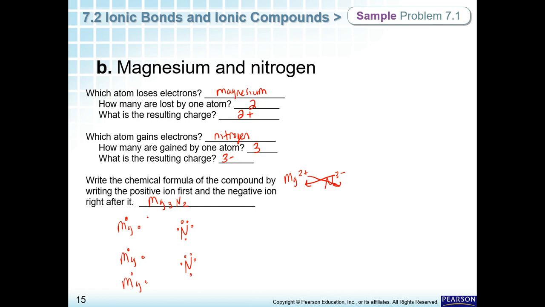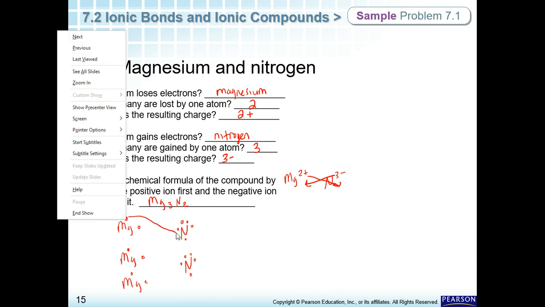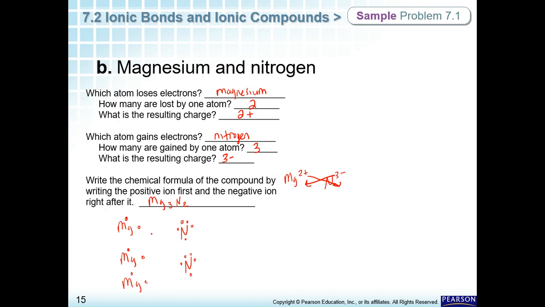And then what you do is you're going to draw the arrows. Here, this one could go here on nitrogen. This valence electron can go here, and this one up here can go over on this side. This would give nitrogen 8. Over here, this valence electron can go here, this one can go here, and this one can go here to give this nitrogen 8.